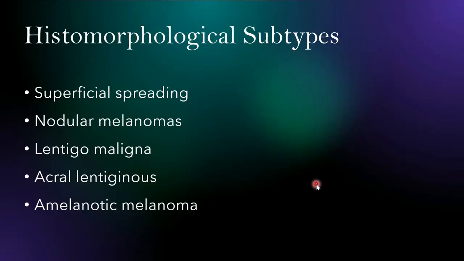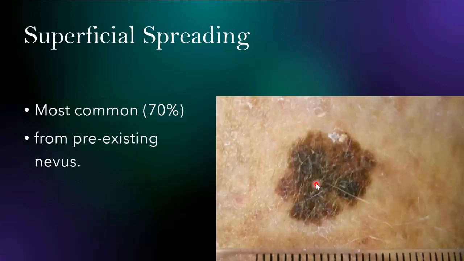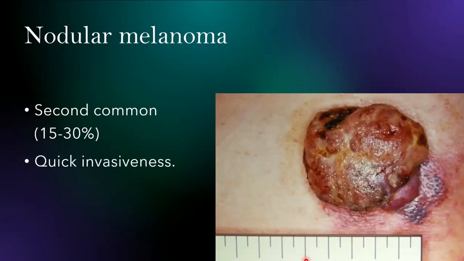Now coming back to the histomorphological subtypes. First one is the superficial spreading. It is the most common. 70% of the melanomas are superficial spreading type of melanoma. They arise from the pre-existing nevus. Superficial spreading means the horizontal growth is more than the vertical growth. Next is the nodular melanoma. It is the second most common melanoma. 15 to 30% of melanomas are nodular melanoma. They are quickly invasive. That is the importance of nodular melanoma.